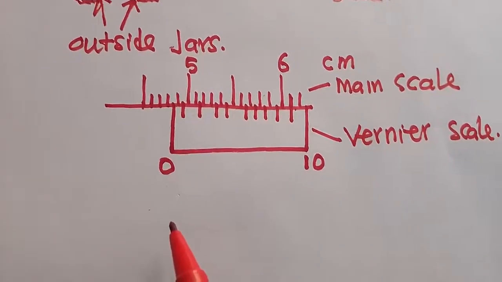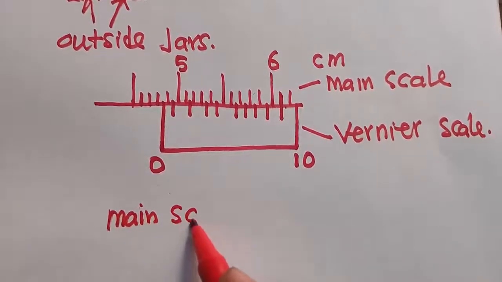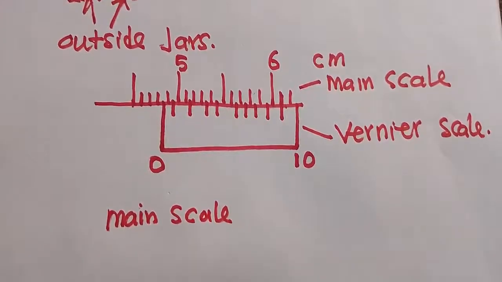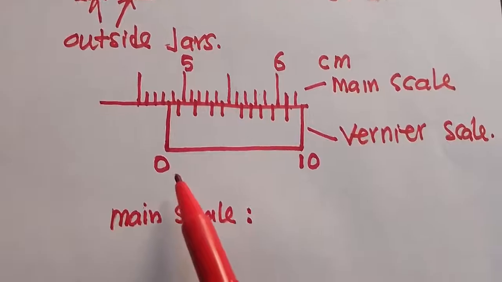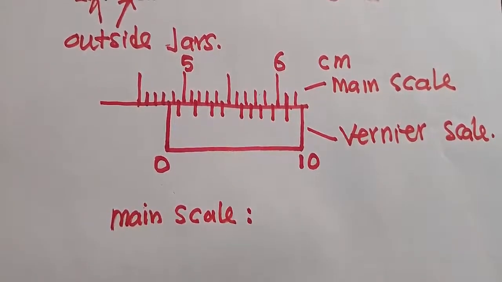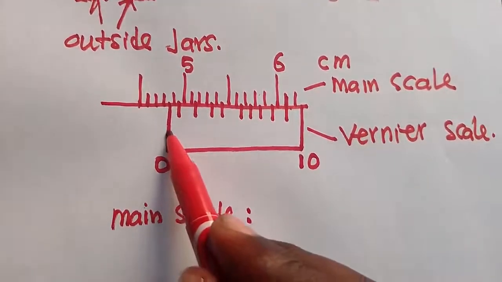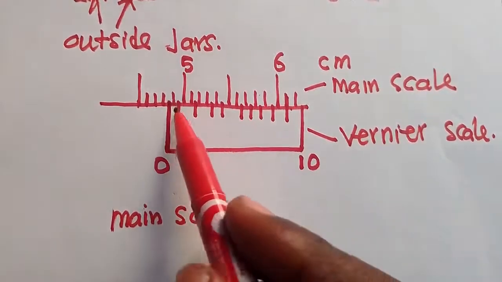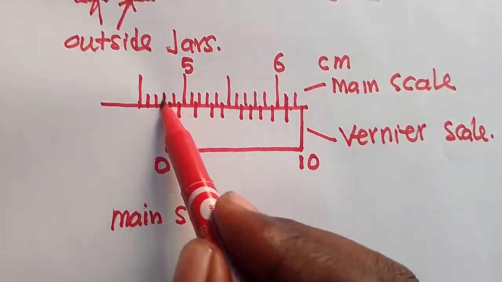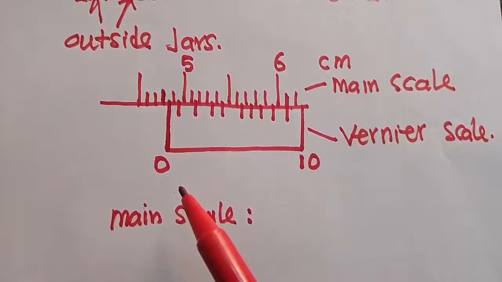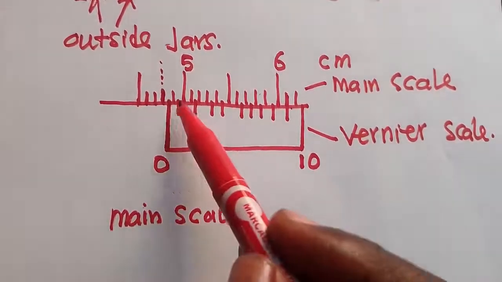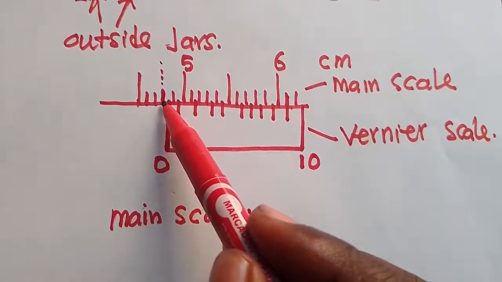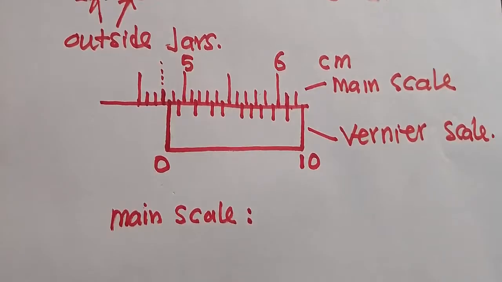I start with the main scale. Pay much attention to this and how I'm going to answer it. We concentrate on the first number or the first point on your left, where the 0 is. That is where your concentration must be, on this line.